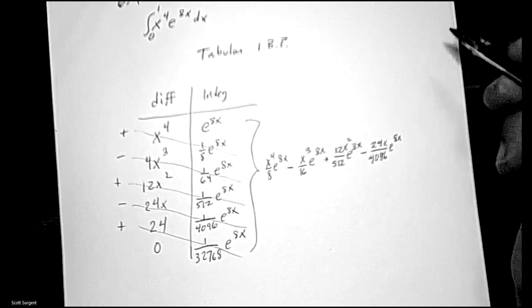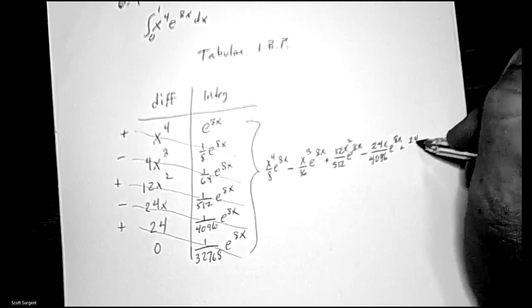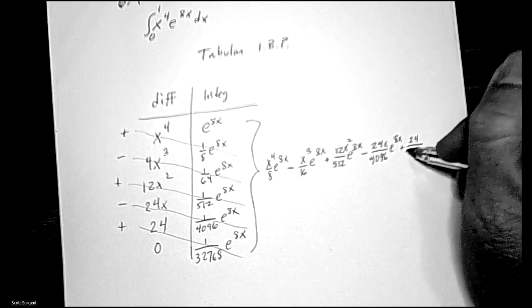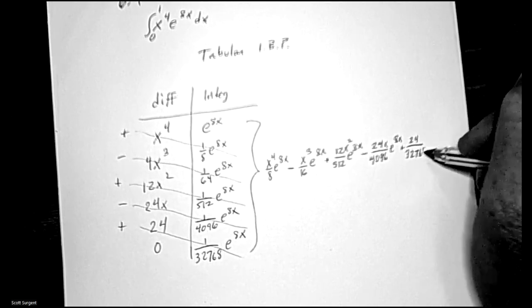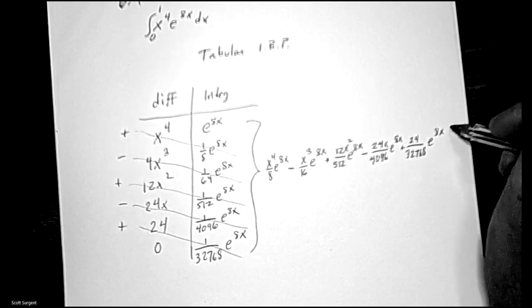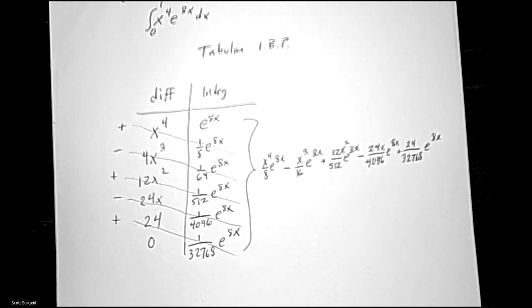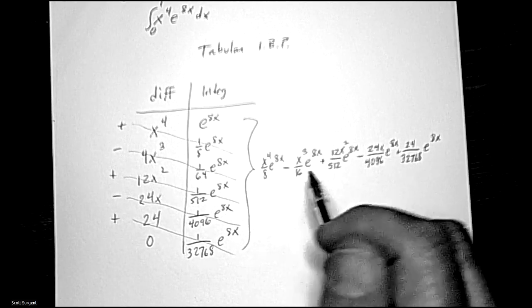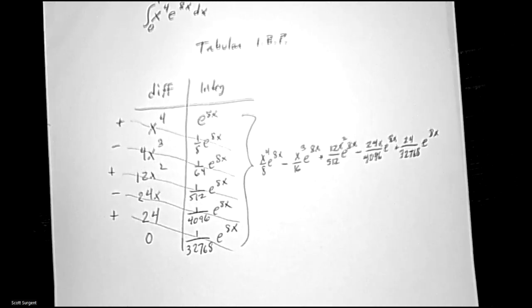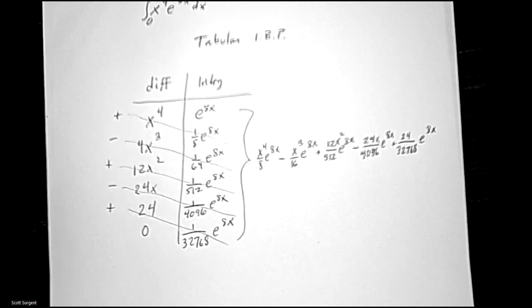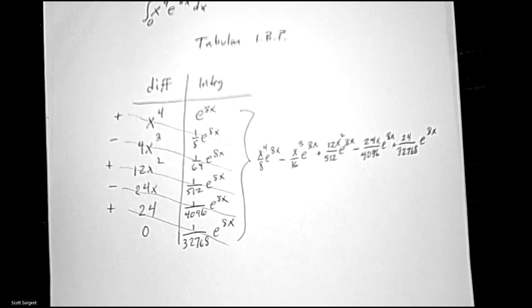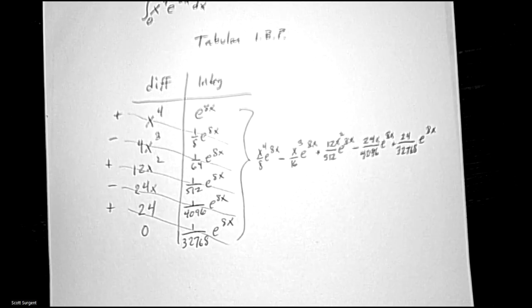And then this last one is going to be plus 24 over 32,768 e to the 8x. I'll pause here. You could, if you wanted to, factor out the e to the 8x. It makes it a little cleaner, but that's optional. Are there any questions on how I assembled that?